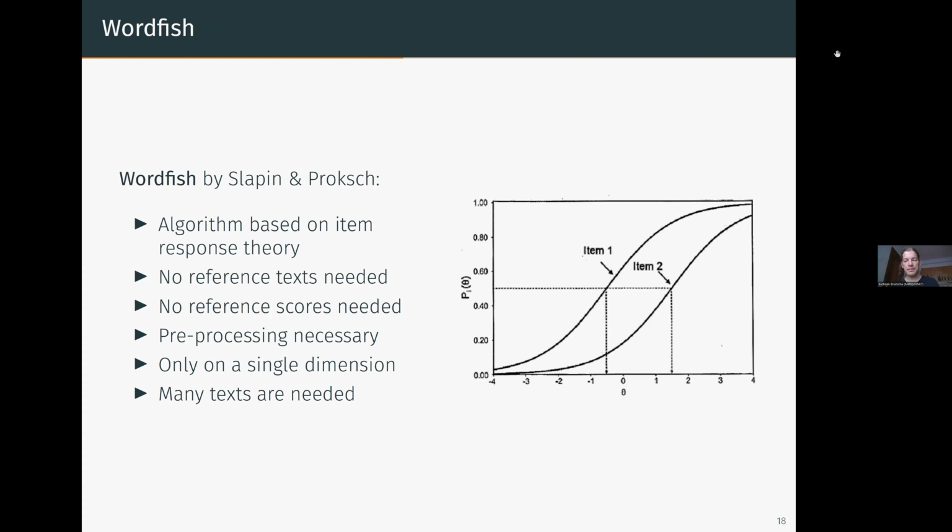Wordfish is another one in which you basically take a lot of documents that you have, and using item response theory, it scales them on one main underlying dimension, a single underlying dimension. And it's proven to be pretty good at this.